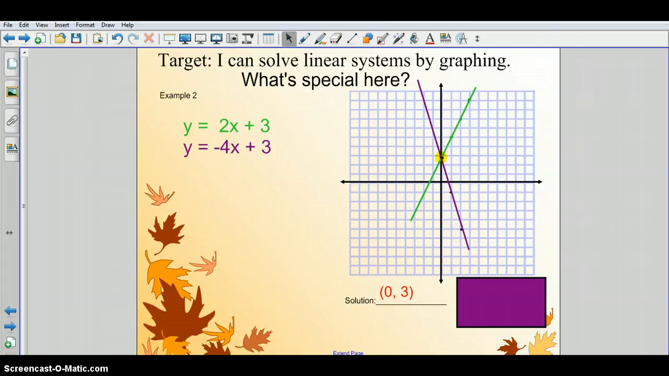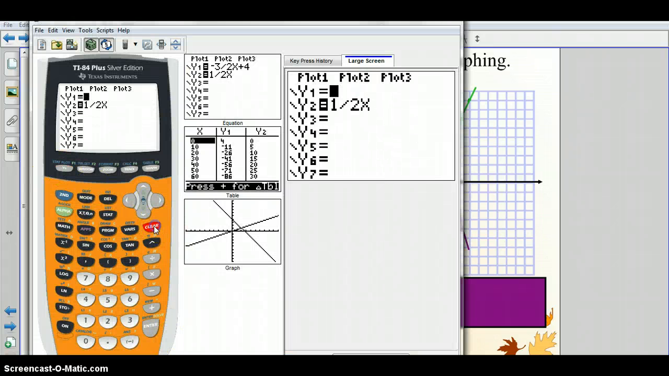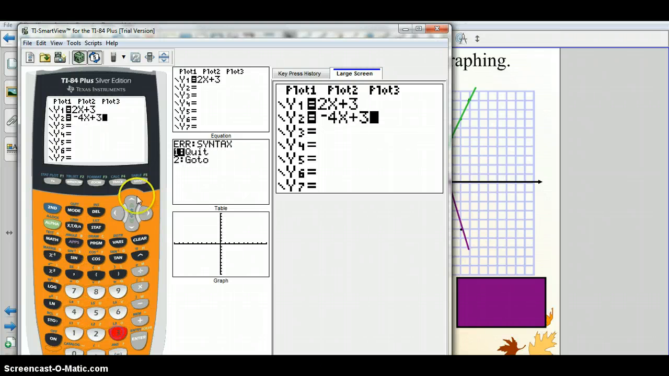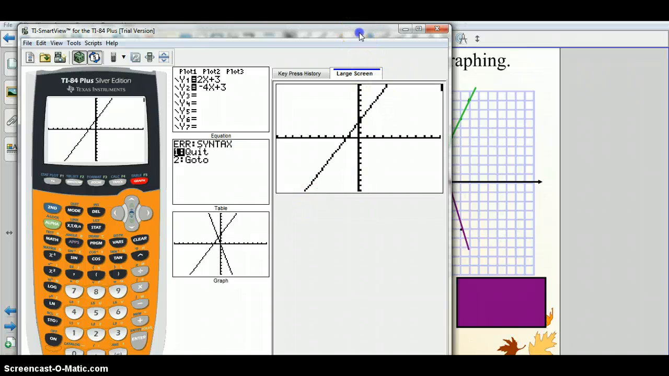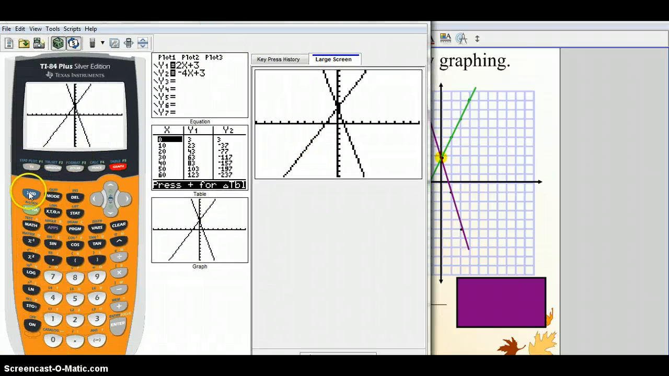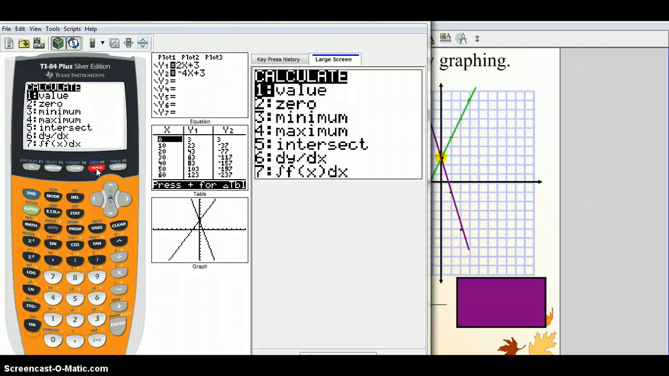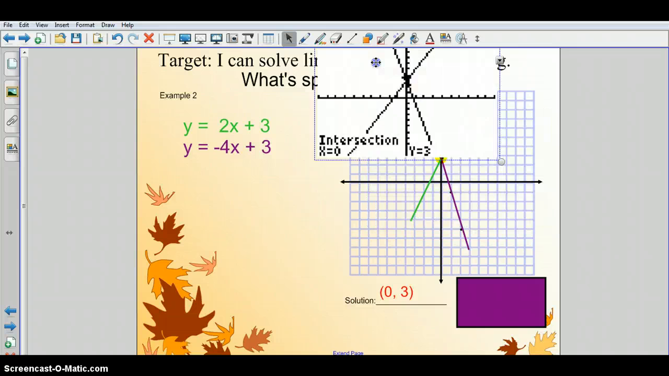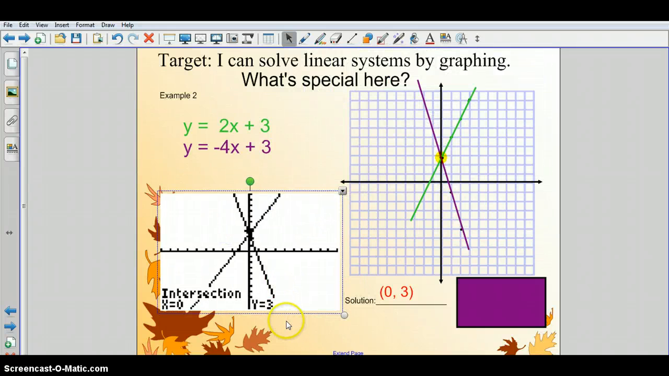Now we're going to check it on our calculator. We're going to type y equals, clear out those two equations. And the first equation was 2x plus 3. And the second equation was negative 4x plus 3. Just be careful with your negative there. And then hit graph. Hopefully your picture looks a lot like the one that we made by hand. And then to get our intersection point and check it on the calculator, we're going to type second, calculate under the trace feature, number 5, enter for the first curve, enter for the second curve, enter for the guess, and it tells us our intersection point is 0, 3.